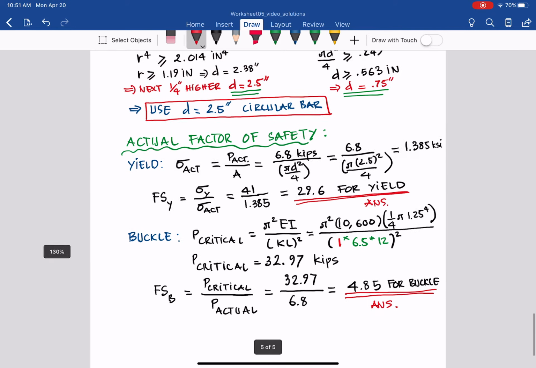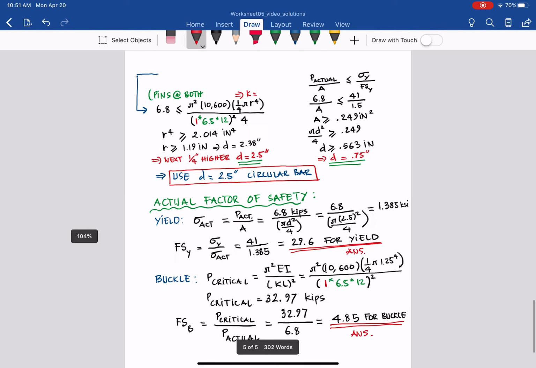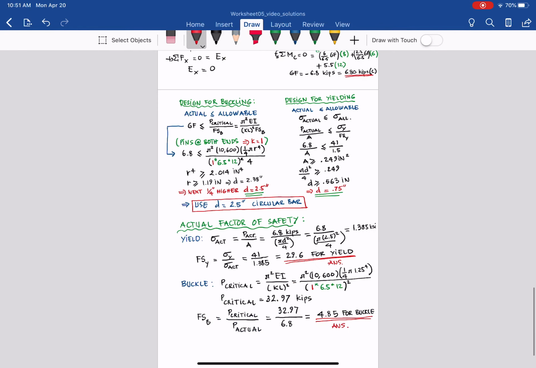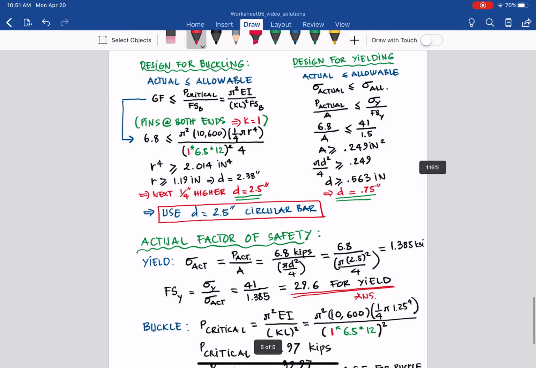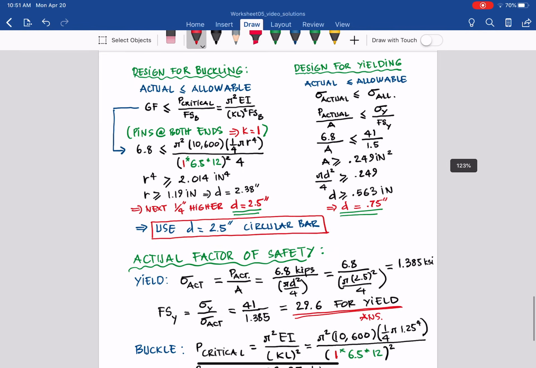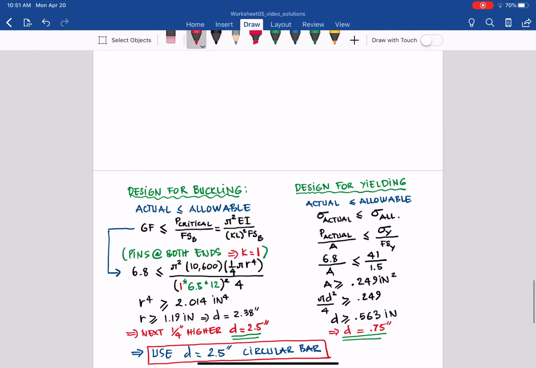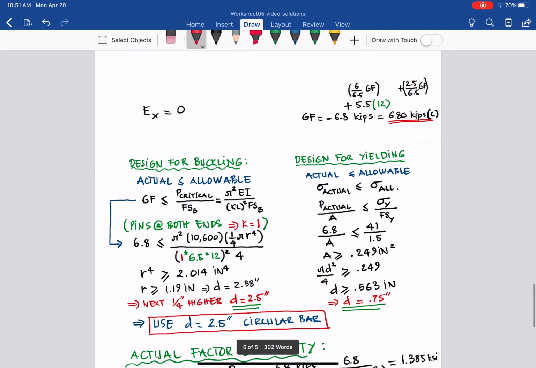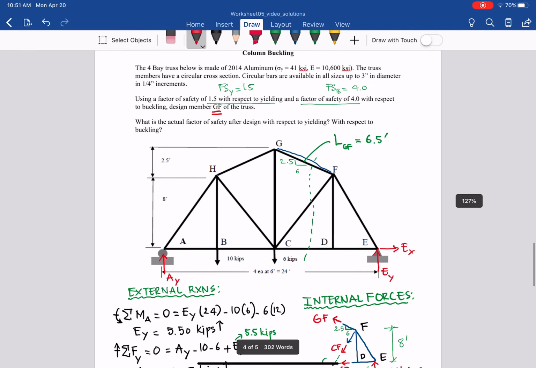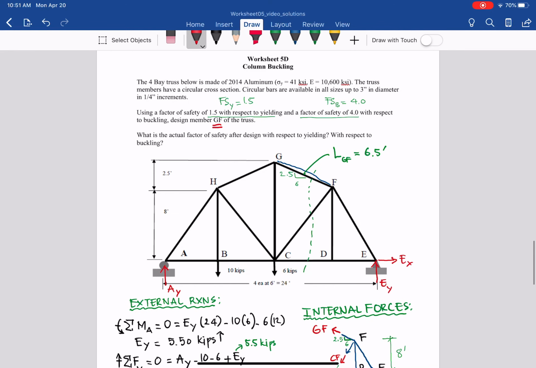So with that, we are done with this problem. And whatever you do for the design project, if you don't know, go back to here for the process to design a compressive member of the truss. For the tension member, you can go to lesson 2, and as you can see, we don't need to design for buckling, only design for yielding. With that, we are done with worksheet 5D.